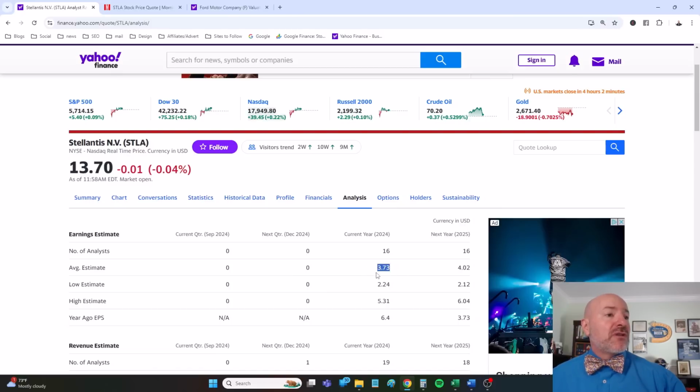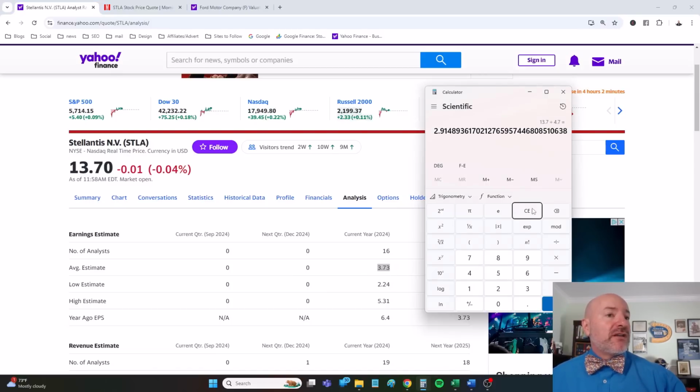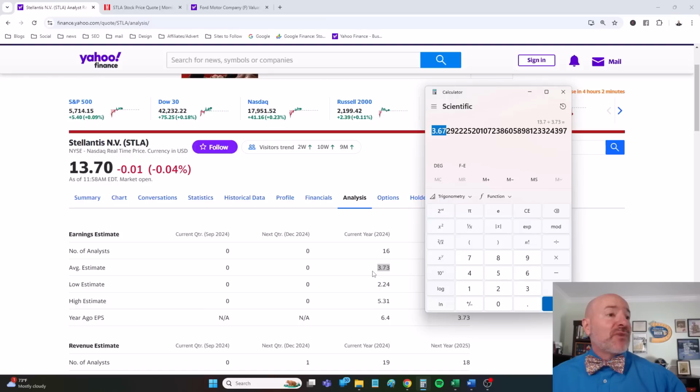So I'm using the 3.73. What I did here is 13.7 divided by 3.73. That is 3.6 times price to earnings. So what does that tell us? Investors are paying $3.67 for every dollar in earnings generated by the company. Okay, what does that mean?